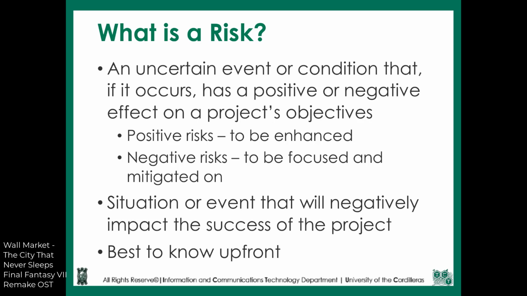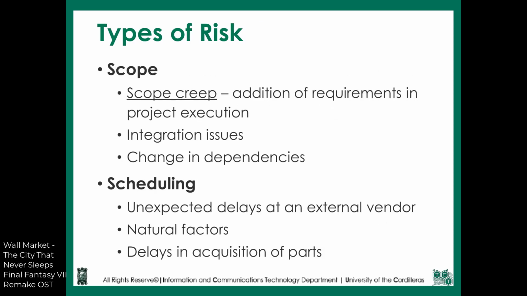To specify this, these are situations or events that will negatively impact the success of the project. And when you're planning a project, it's best to know these upfront and immediately know what to do with them. There are different types of risks, depending on the nature and complexity of the project. One is scope, particularly scope creep, which is the addition of requirements during project execution. For example, a competitor of your customer has released something with interesting features. More or less, your customer will also want to add those.